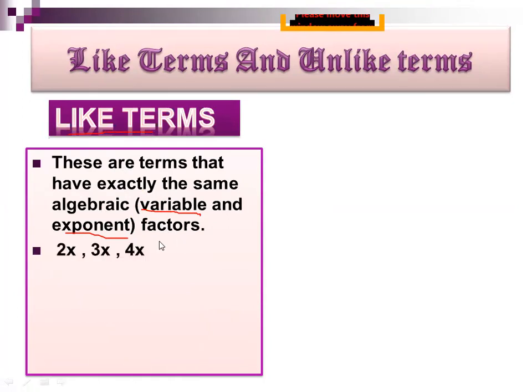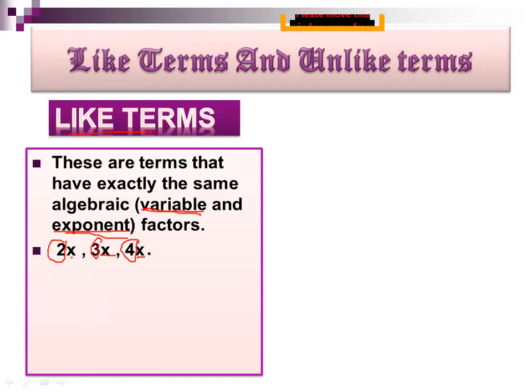Just suppose, take an example here. 2x is one term, 3x is one term, and 4x is another term. They are separated with commas. All these terms are like terms because they have the same variable, that is x. Although their coefficients are different, here the coefficient is 4, here it is 3, and here it is 2, we are going to consider only variable and exponent. If the variable and exponent both are the same, then we will say these are like terms.